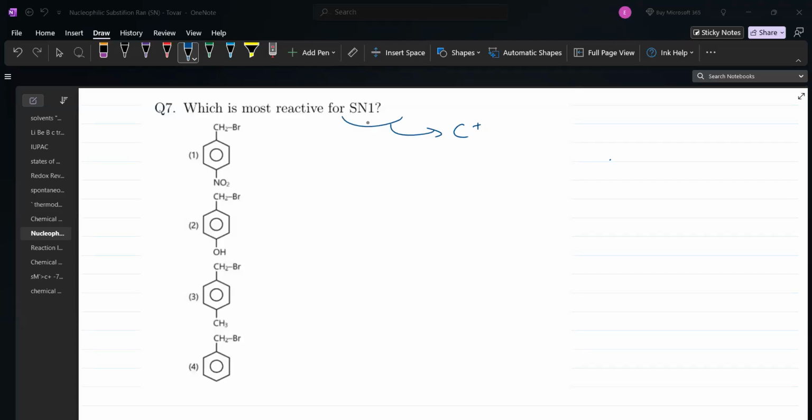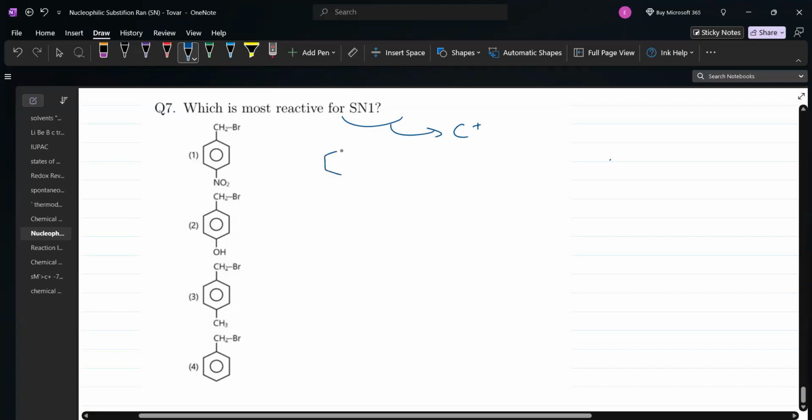So let's see. The question says the most reactive for SN1. So in SN1, the halogen leaves, right? In haloalkenes and haloarenes, we know. Then bromine will leave, and will leave a carbocation here. So this will be the intermediate for A. This one will be the intermediate for B. This one will be the intermediate for C, and this one will be the intermediate for D.